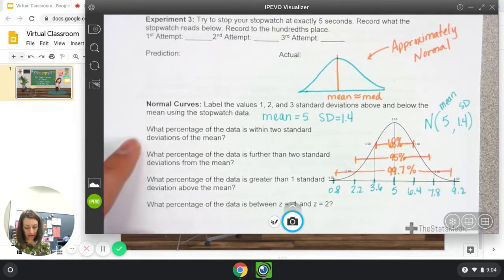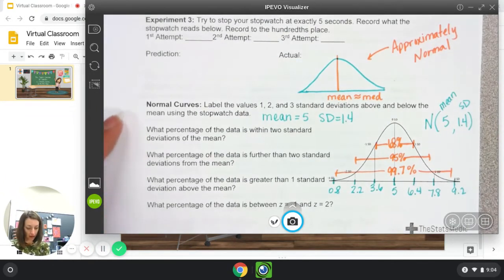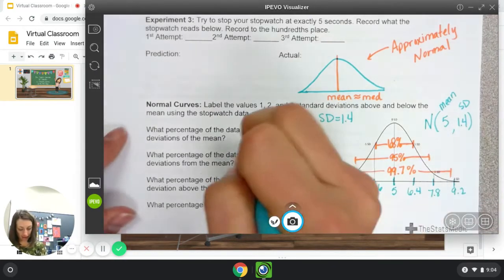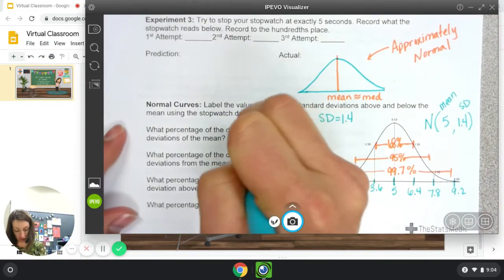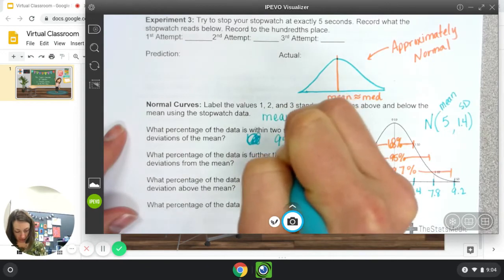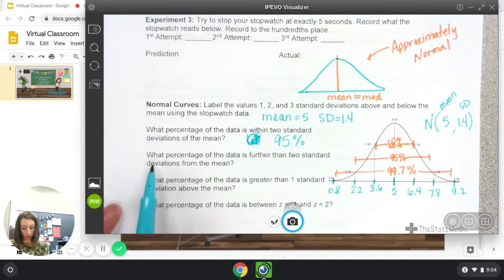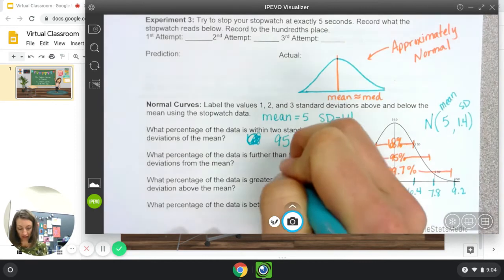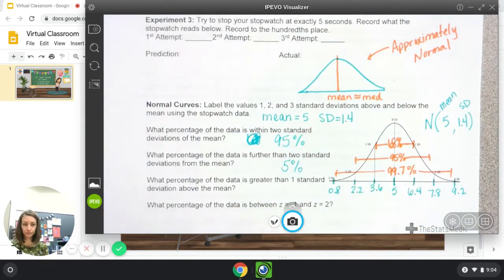Okay, so if we look at these questions here, what percentage of data is within 2 standard deviations of the mean? That is 68%. Oh, 2 standard deviations, sorry, is 95%. What percent of the data is further than 2 standard deviations? So if 95% is within 2 standard deviations, we have 5% left over.